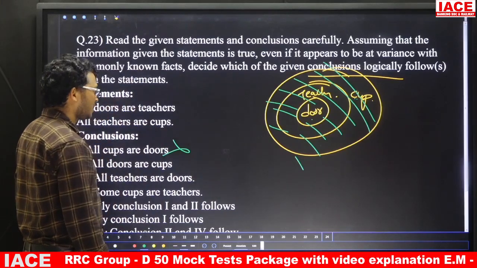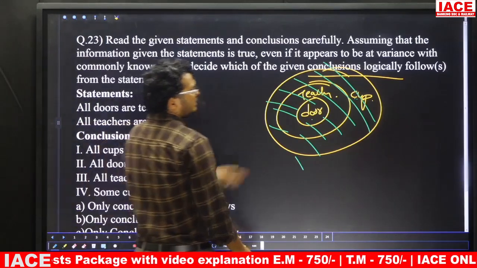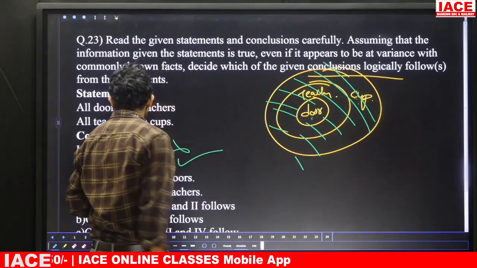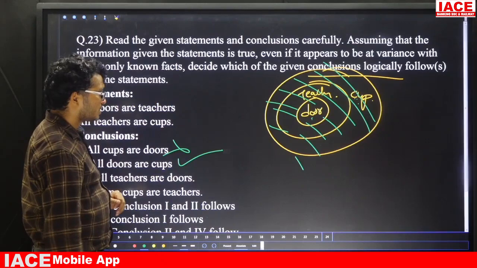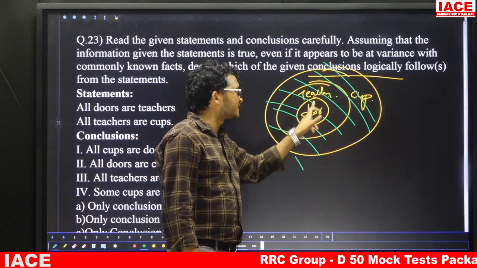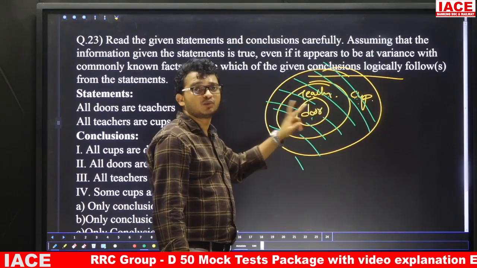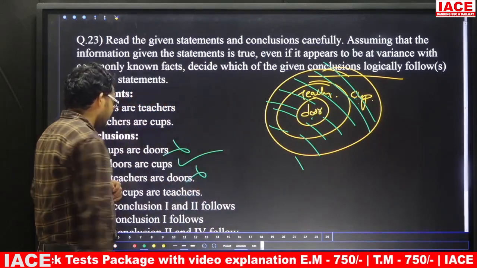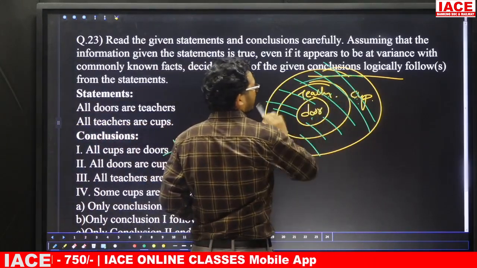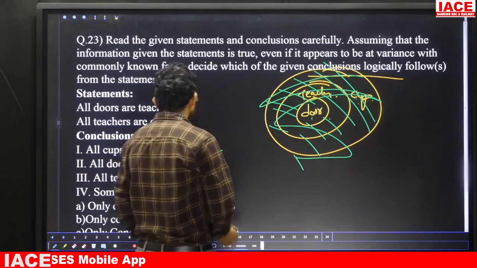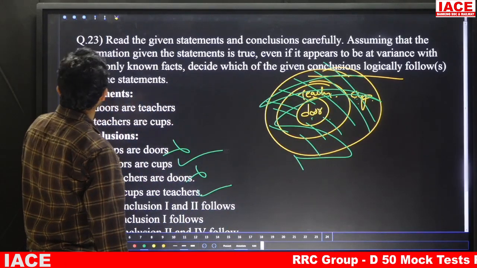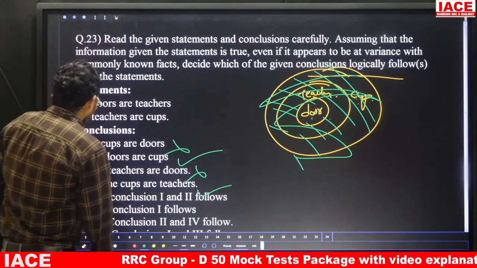Second one, all doors are cups. Our friends, here door is within the boundary of cup. Yes, all door is a cup. Second one is true. Third one, all teachers are doors. In the entire boundary of teacher, door is some part. We know only some part of teacher is a door. All teachers are doors, we can't say, so wrong. Next one, some cups are teachers. Some part of cup is a teacher. Yes. In the entire boundary of cup, teacher is some part. Last one also true. So only 2 and 4 are true. 2 and 4 are true means the answer is option C.